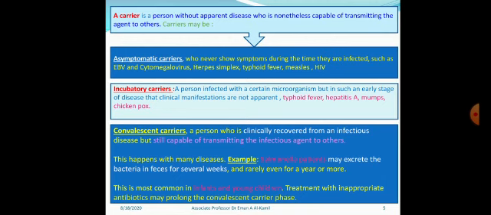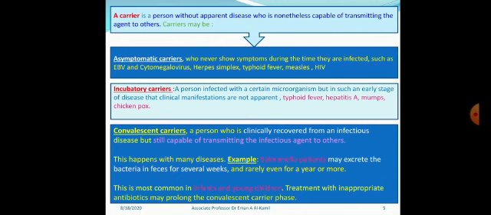This happens with many diseases such as salmonella. Patients or individuals with typhoid fever will continue excreting the bacteria in the feces for several weeks and rarely even for a year or more. So they will shed the microorganism for a period of time after treatment of the disease. Also, this is most common in infants and young children.